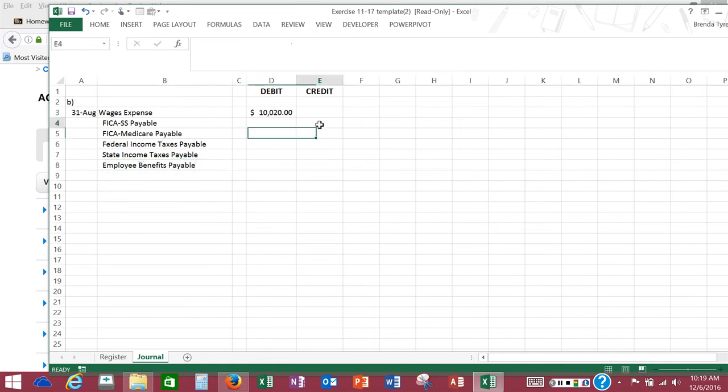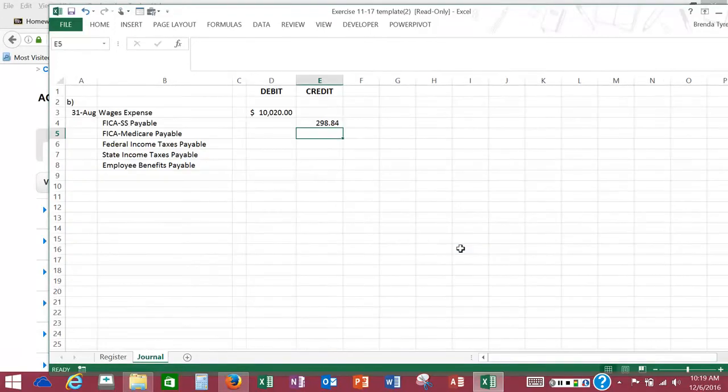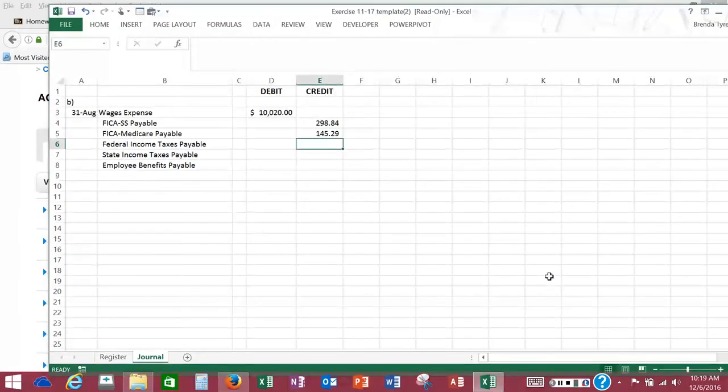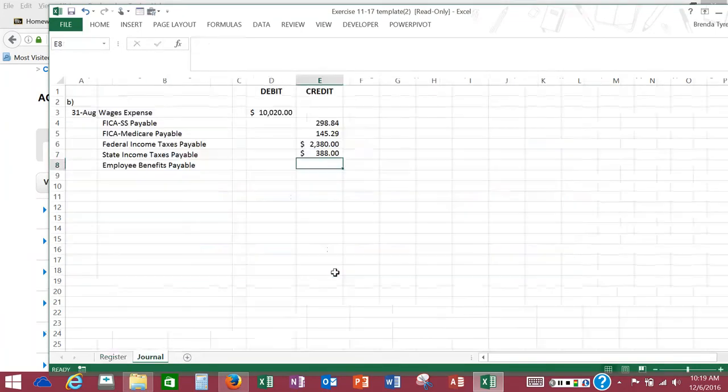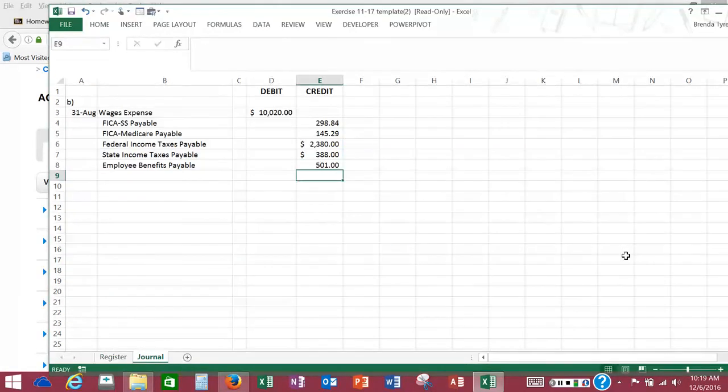So let's go ahead and pick up all of our numbers. The FICA, Social Security, payable for the employee. Go back to our register. In our totals, this is the employee number, and we pick that up. Okay, what's our Medicare number? We go back to the register, we find our Medicare number, and we pick that up. Now we get our federal income tax number, our total, $2,380, and we get our state income tax number, $388, and our benefit plan. So now we have to make sure we pick up the right one, so we're picking up the one for the employees, and there it is for 501.